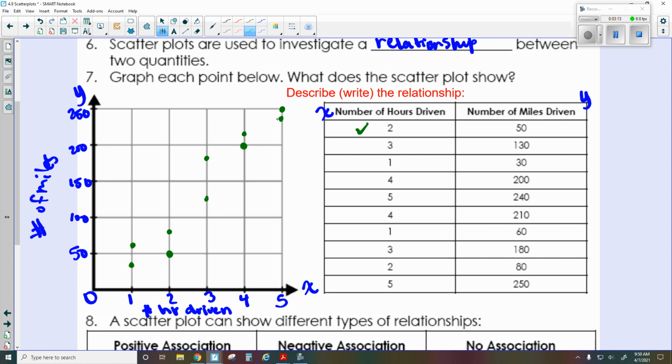So you can see that it is not a straight line because when we collect data, number of hours driven and the number of miles vary. Some people take longer on their drive. Some people are a little bit faster in their driving. Okay, and so what does this scatter plot show?